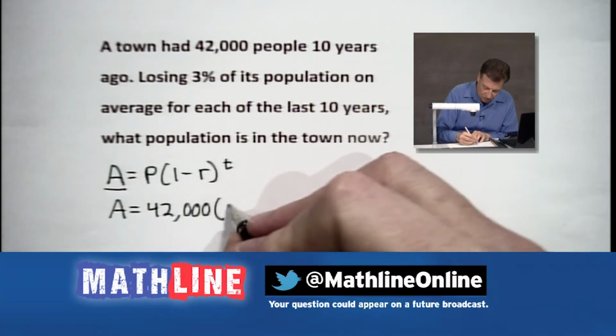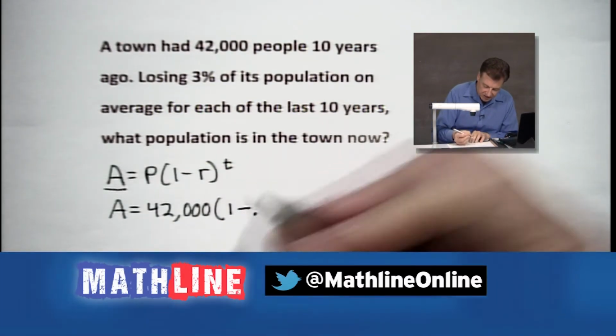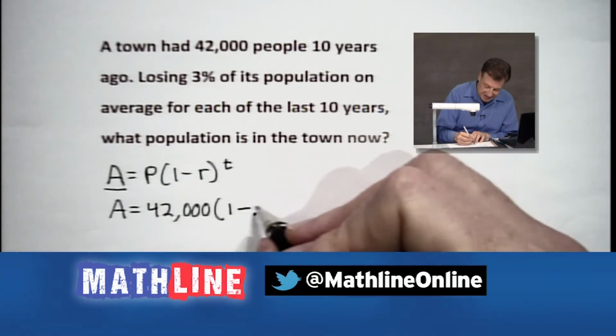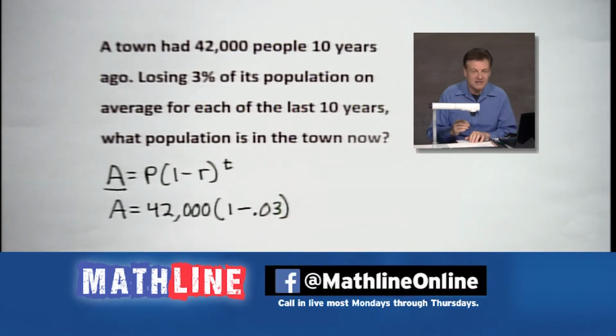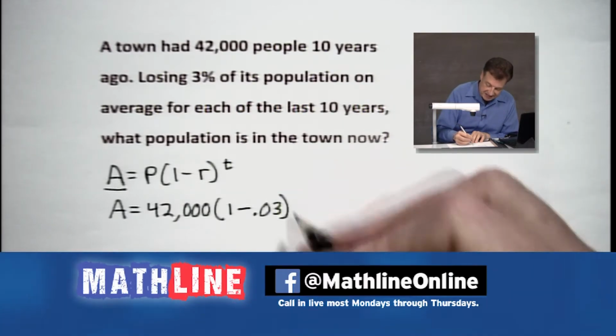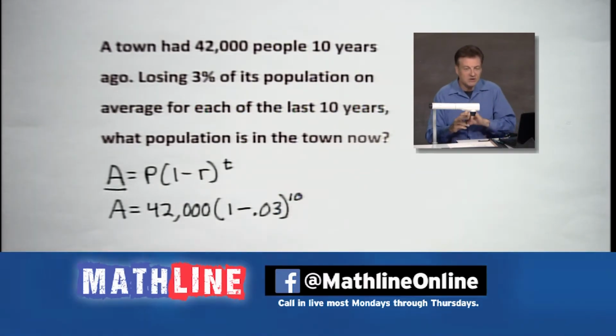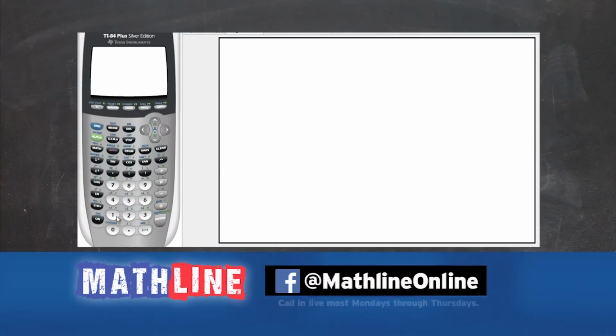So let's see. We got 1 and we got minus 3%. Be sure you put 0.03 in there. And we're going to run it for 10 times. All right. So James, that's what we're going to do on this. So let's go to calculator and see. There went back our 50,000 we lost there. How about 42 grand?